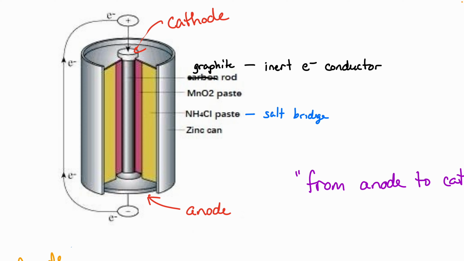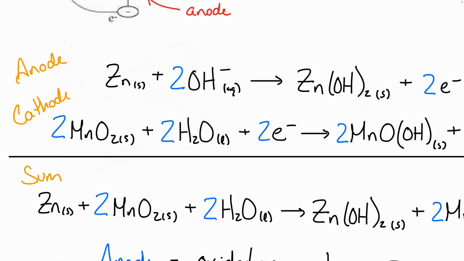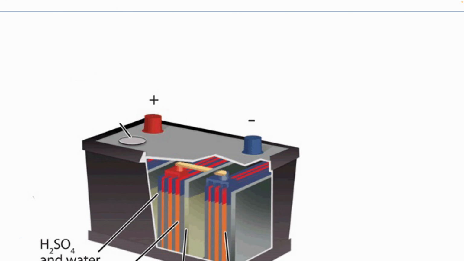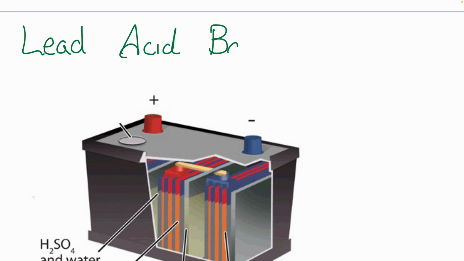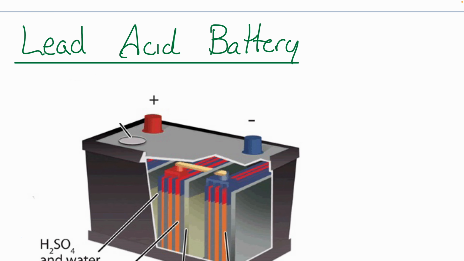Okay, so another one that we're going to take a look at, another common one, is what's called a lead acid battery. Otherwise known as a car battery.